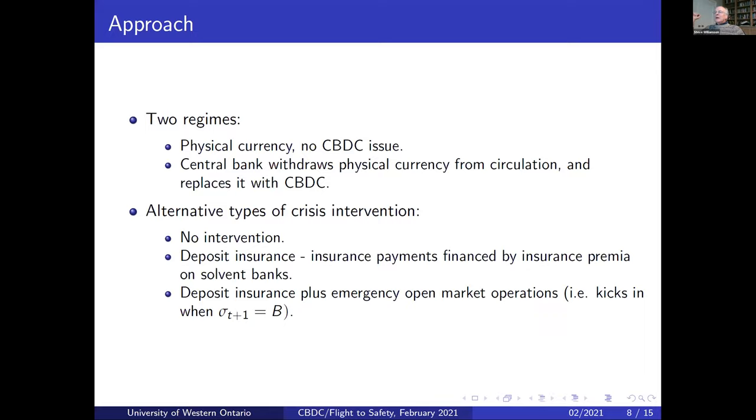Then we'll load on top of the deposit insurance some kind of emergency open market operations. In a previous version of the paper, there was emergency central bank lending in here too. I took that out. Not that it's not interesting, but it's too much to worry about, and you get the story with the emergency open market operations anyway.